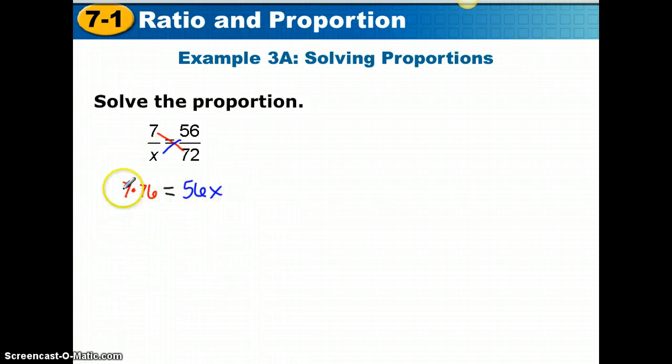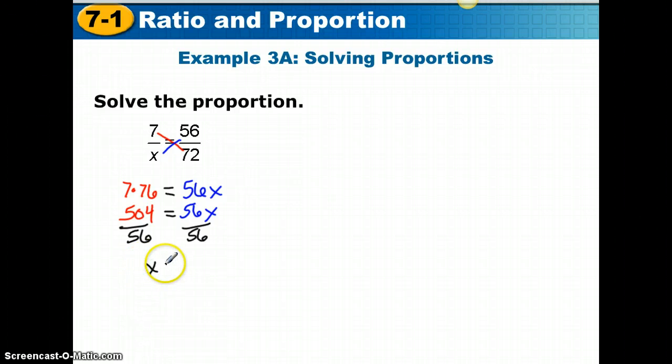Well, now we just simplify this side and solve the proportion for x. 7 times 72 is 504. That must equal 56x. Now we need to divide both sides by 56. And in doing so, we get that x equals 9. Since there are no units of measure, we're just talking about the value of a variable, x equals 9 is your final answer.